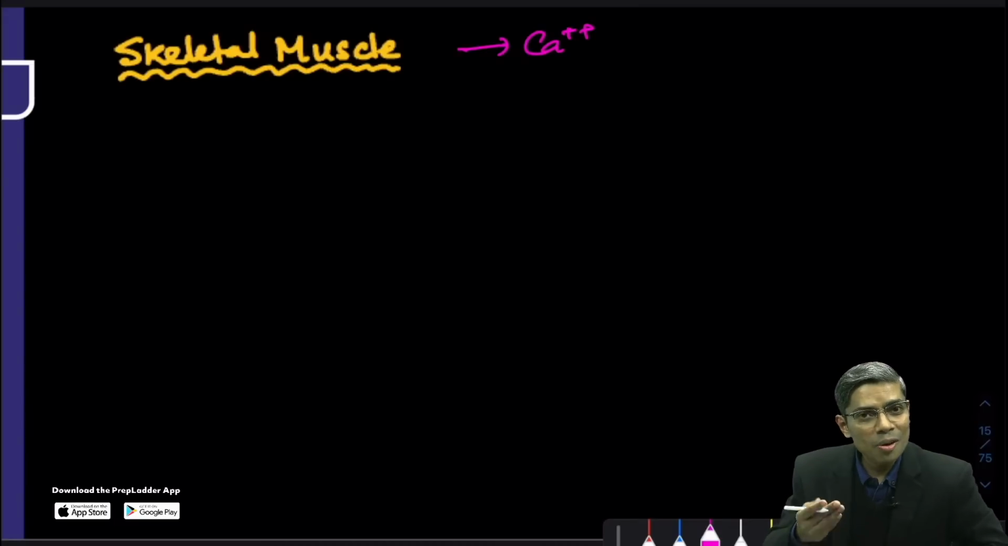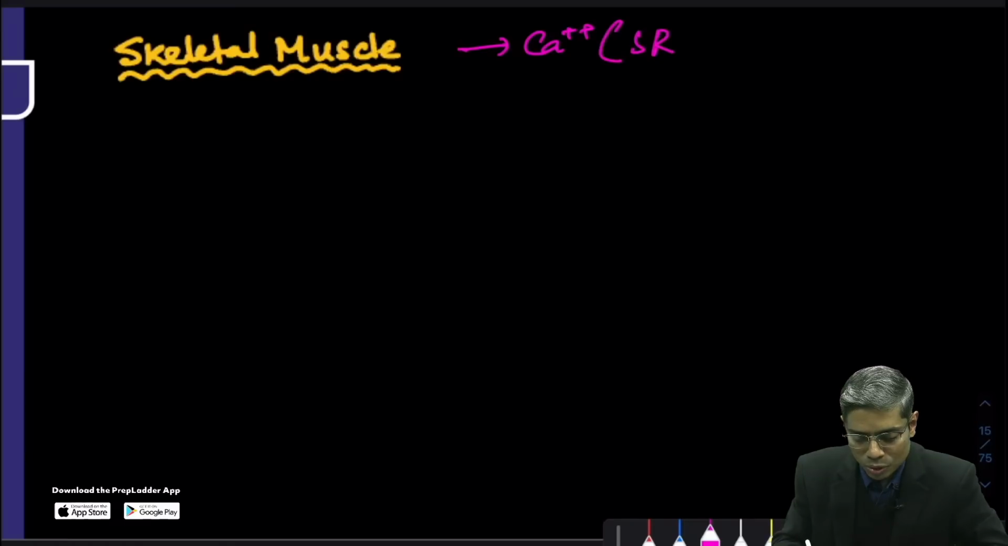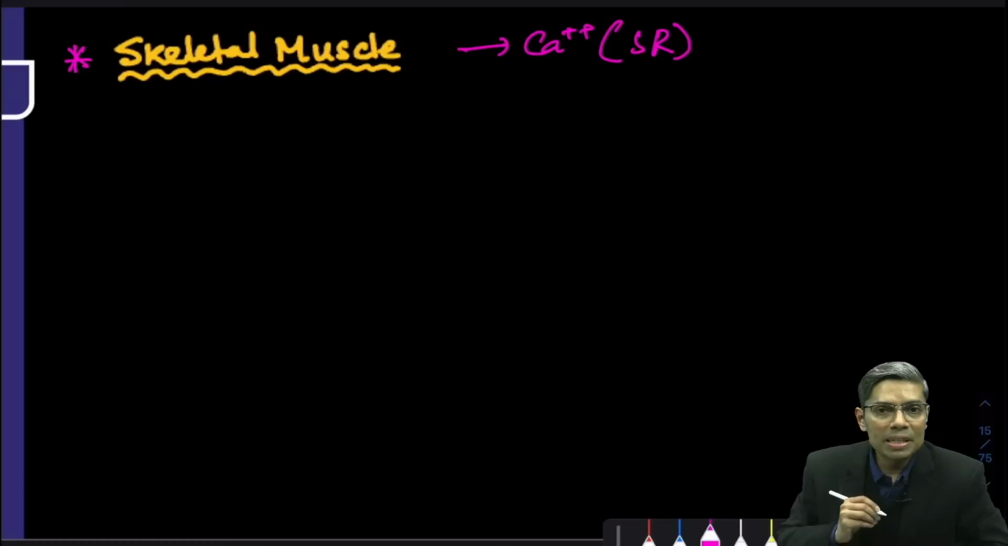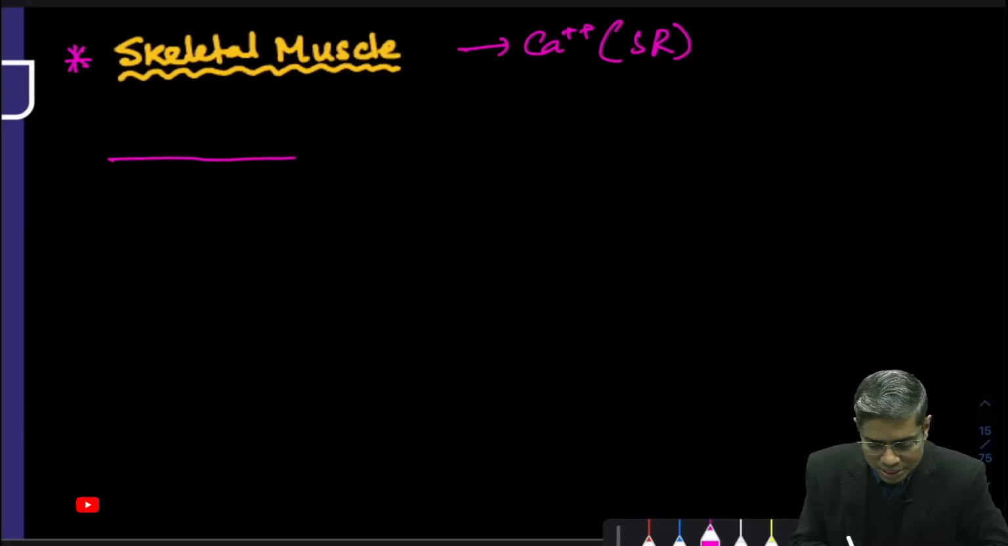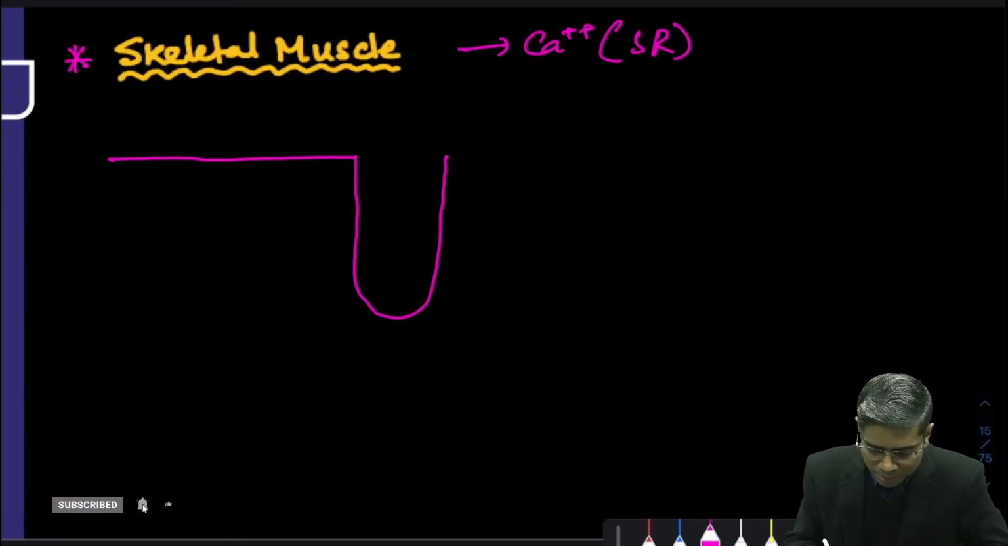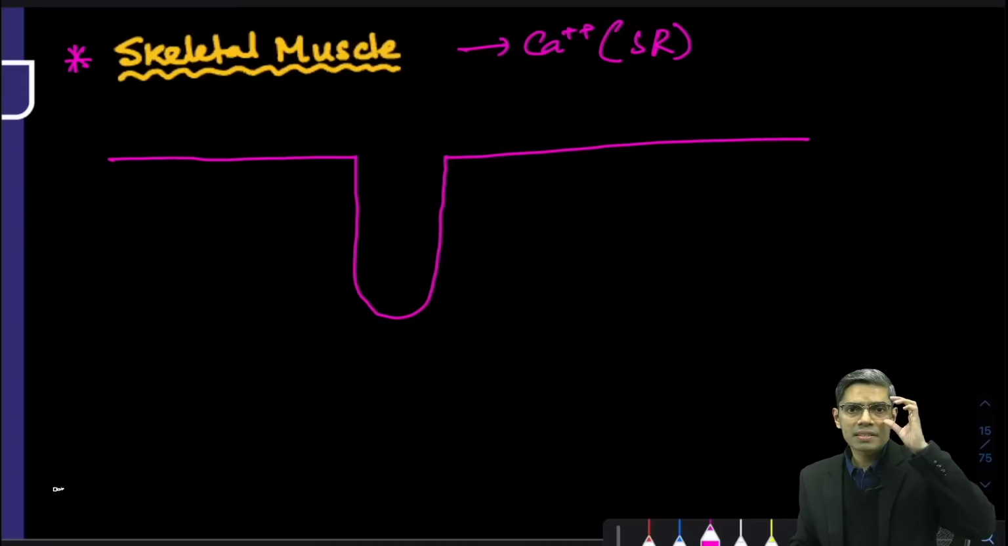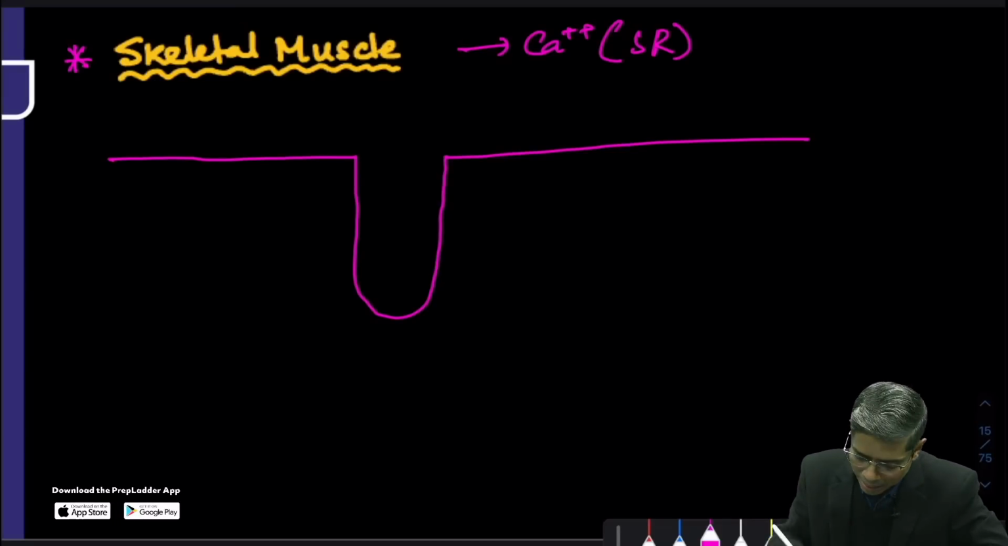Now, in which organelle is calcium stored? Sarcoplasmic reticulum. So if you think of a skeletal muscle, you know that there will be T tubules on the muscle membrane. The pink line that I have drawn here is the sarcolemma, the muscle membrane.